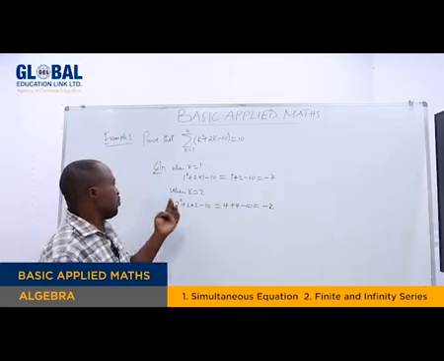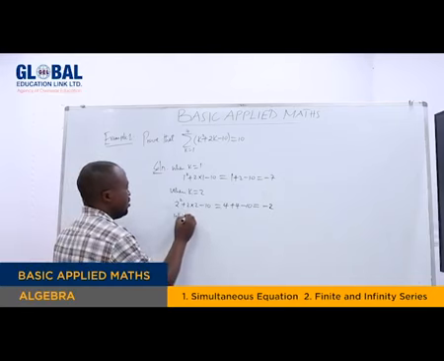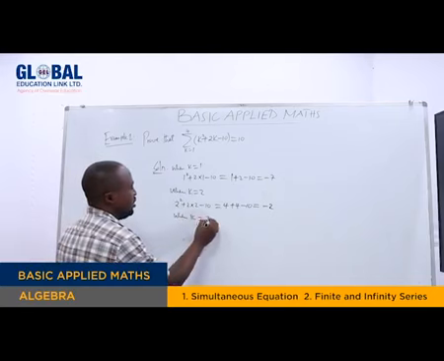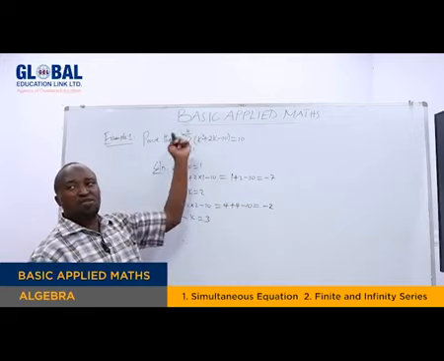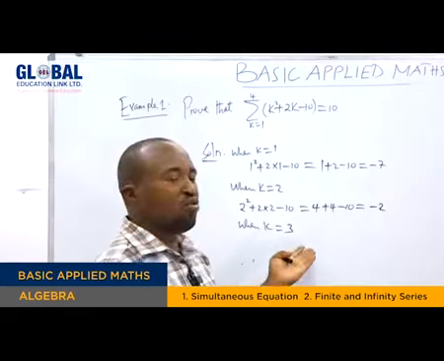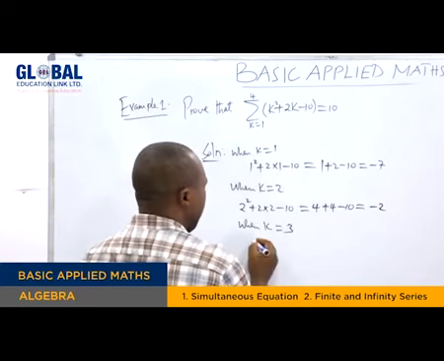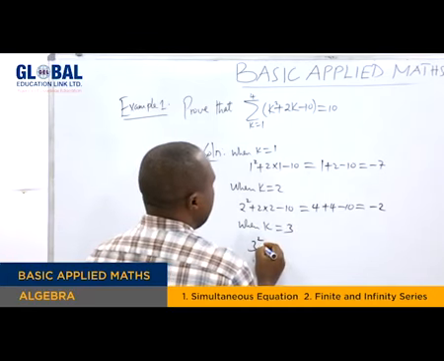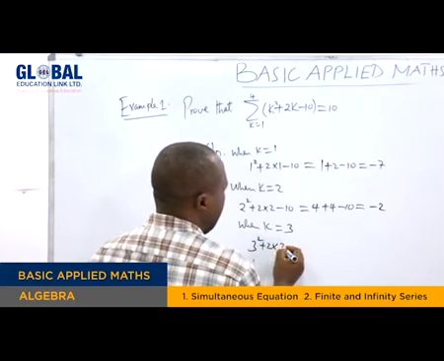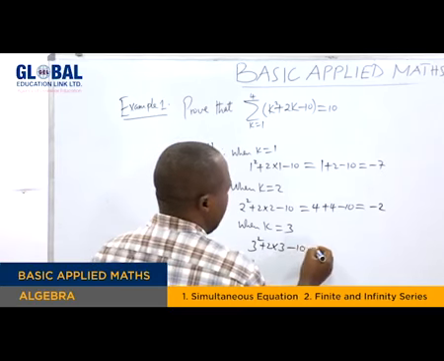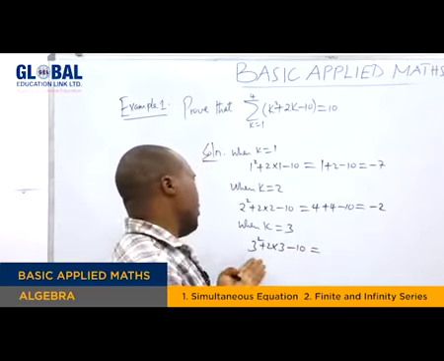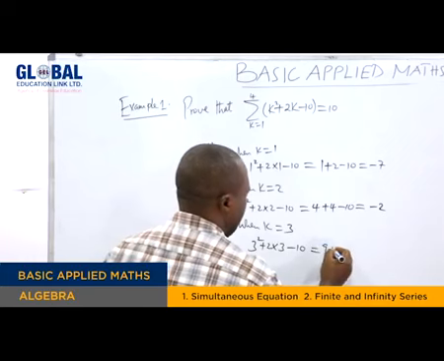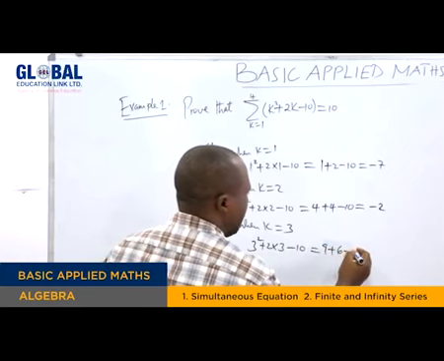But again, we proceed with when k is equal to 3, because we go up to 4 when k is equal to 4. So when k is equal to 3, so again we are going to have 3 squared plus 2 times 3, then minus 10, which is equal to, here we have 9 plus 6 minus 10.